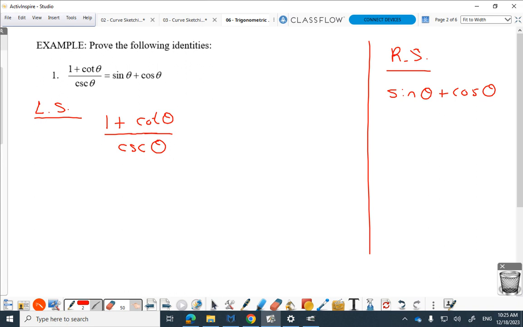Let me phrase it another way. On the right, I see sines and coses. That gives me an indicator. I better get to all sines and coses. That was one of my tips from Friday. If you see any sine and cos, go to all sine and cos, and it's always possible. I'll immediately change these all to sine and cos. What does cotan become?